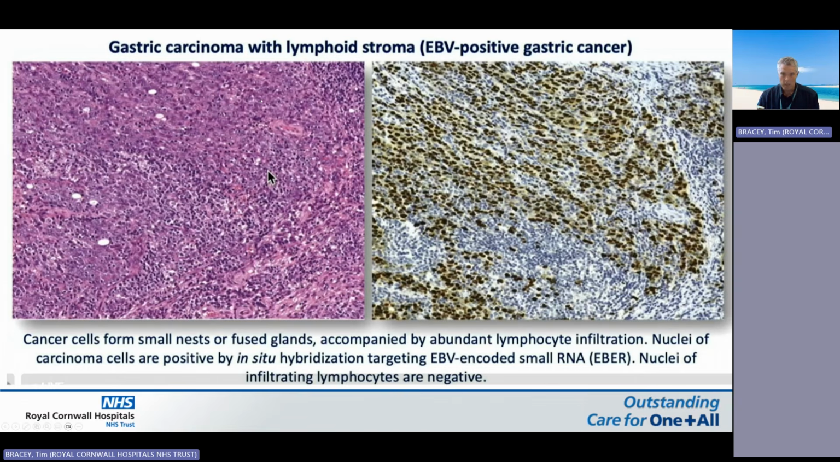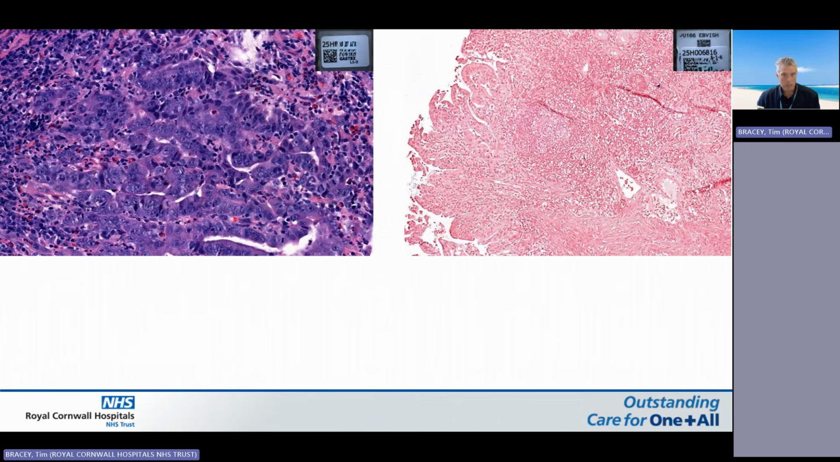The importance of recognizing these is, A, they respond really well to almost any treatment. They do very well for stage, and they are very commonly PD-L1 overexpressing, so they respond to immunotherapy. This is one which I had last year, which a colleague brought to me, and I immediately said this is lymphocyte-rich gastric cancer. EBV was negative, so what do you do if the EBV is negative in a lymphocyte-rich gastric cancer?